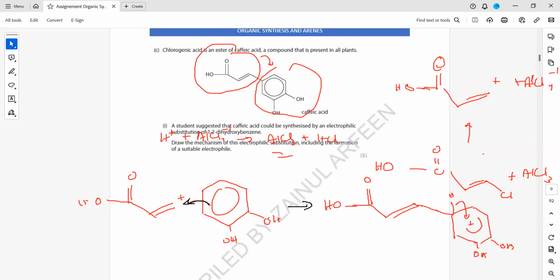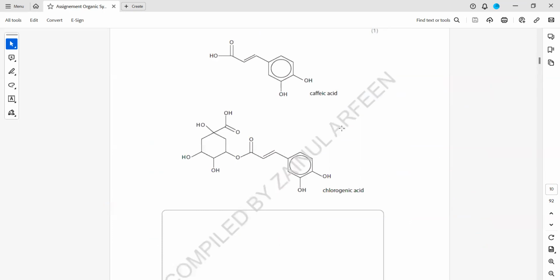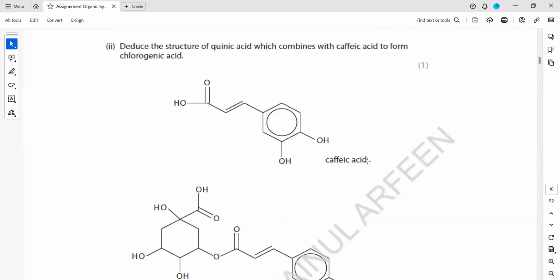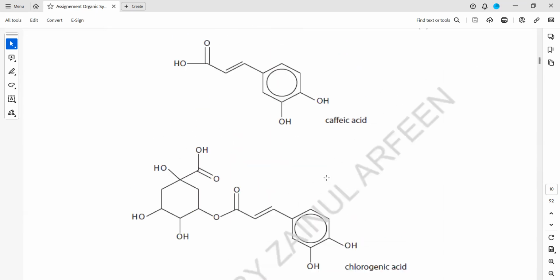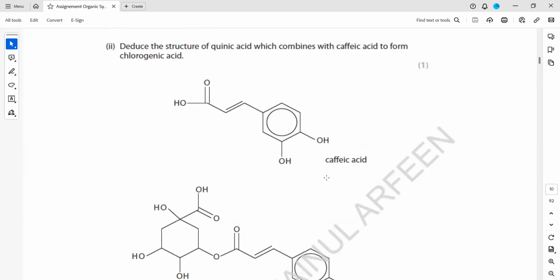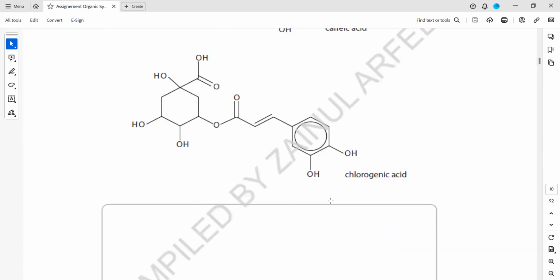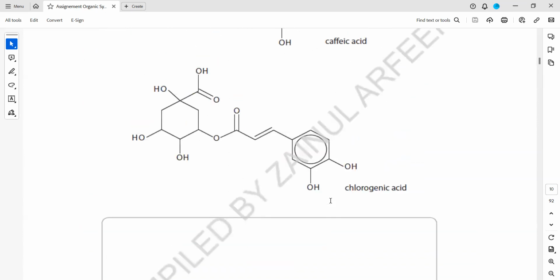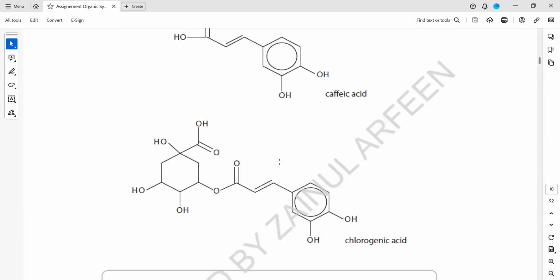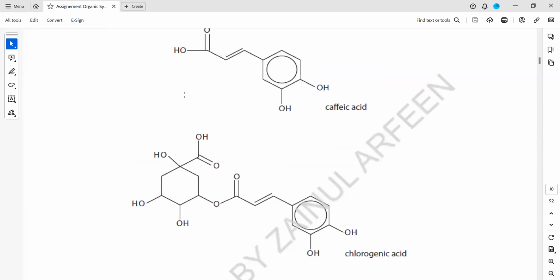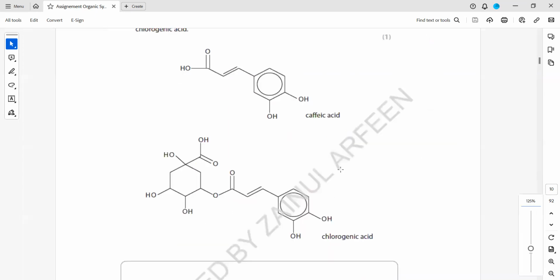The final product, I just have to draw a final product, but because of space, I did not draw. Then we have deduced a structure of quinic acid, which combines with caffeic acid and chlorogenic acid. So two. We have chlorogenic acid and caffeic acid. How they can combine, you have to check the final result, like which region they can combine, like what are the parts that can combine with each other. So you can see the OH is there, this is the structure of chlorogenic acid and this is the structure of caffeic acid. So they can link with each other by removing H and OH.